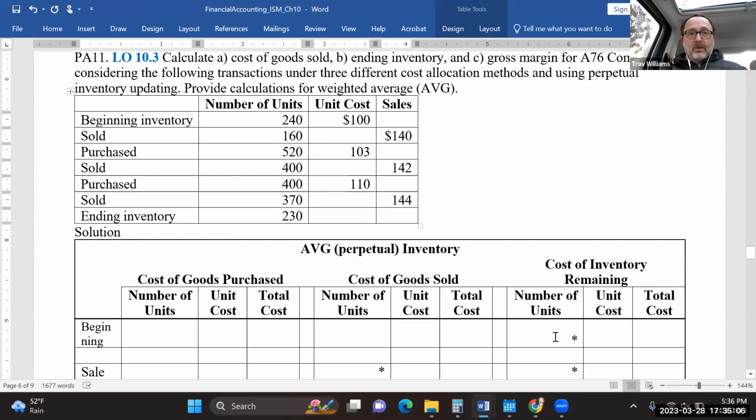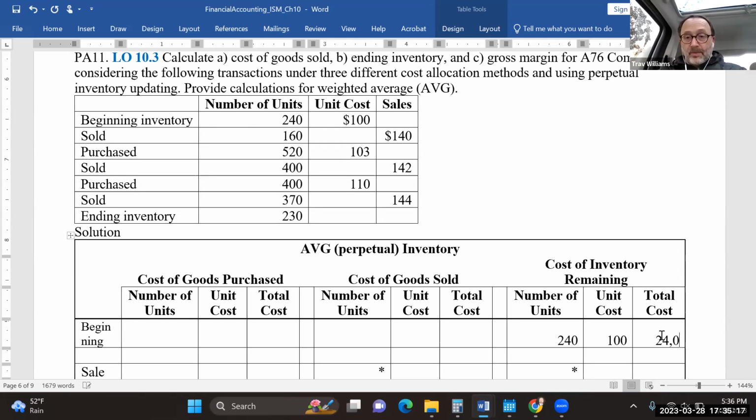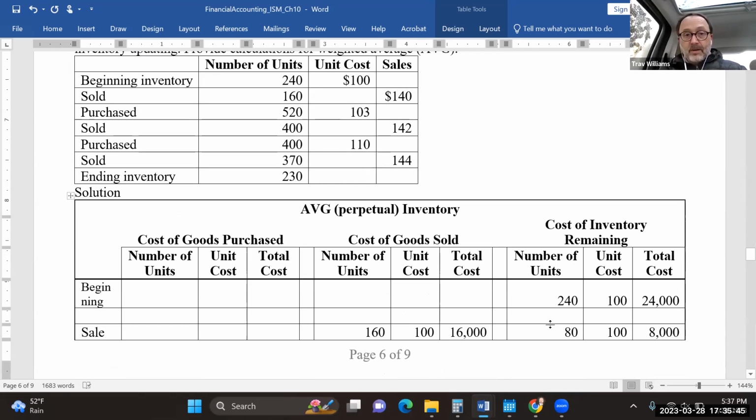So here we have 240 units at a cost of $100 each. That's $24,000 so far. Then we make a sale of 160 units. So the only cost available so far is this one lot of $100 each, right? So that would be 16,000, which leaves us with 80 remaining out of that first lot at $100 each, and that's $8,000, right?